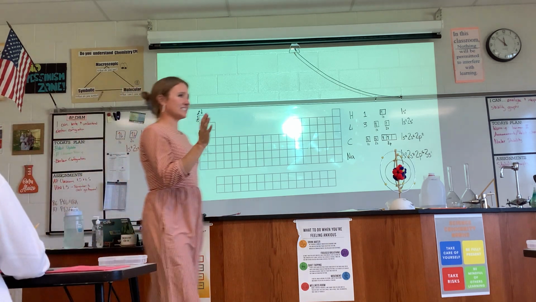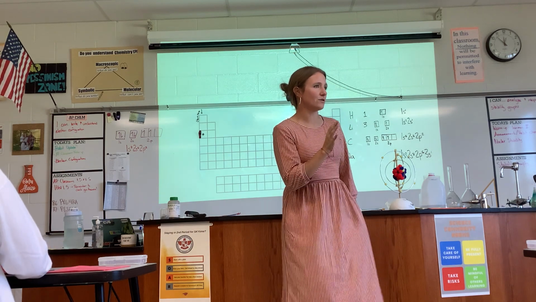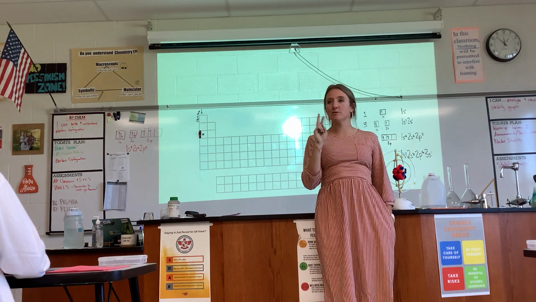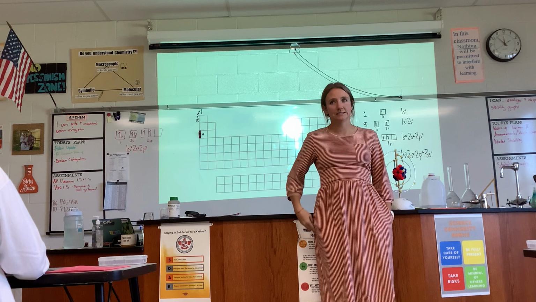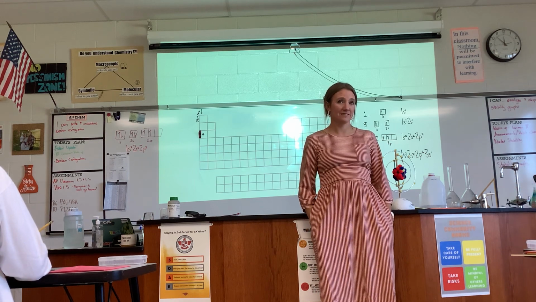Okay, I think I made my way through and saw everybody's, but here's the answer. If you didn't get it right and you don't know why, let's talk about it, okay? But you should have 1s2, 2s2, 2p6, 3s2, 3p1. Questions so far?